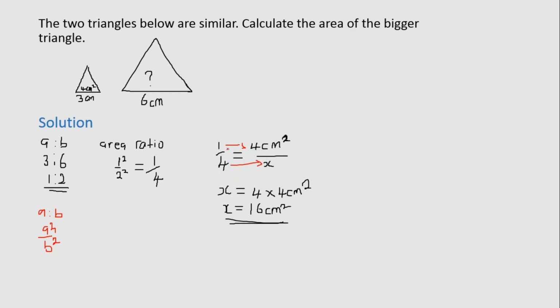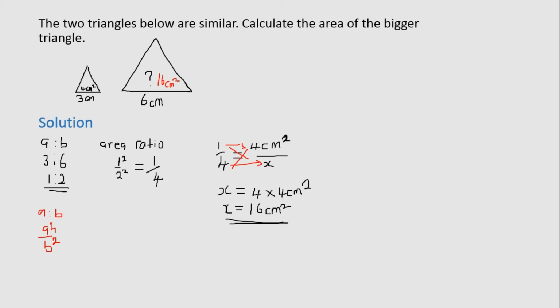All you need to do here is cross multiply. 1 times x gives 1x, but in mathematics you don't write 1x, you just write x. Then 4 times 4 is 16. So x is going to be 16 centimeters squared. This is how you find the area.